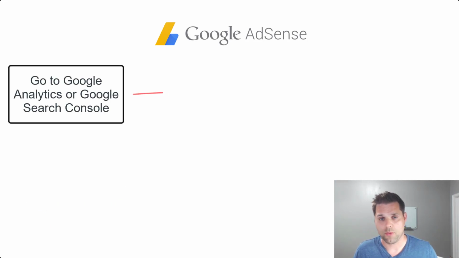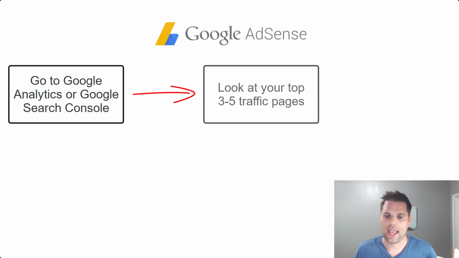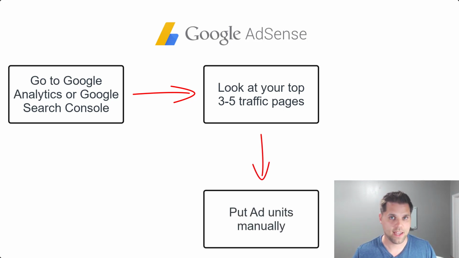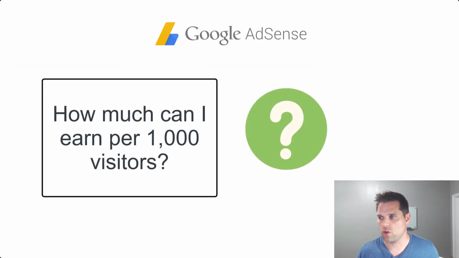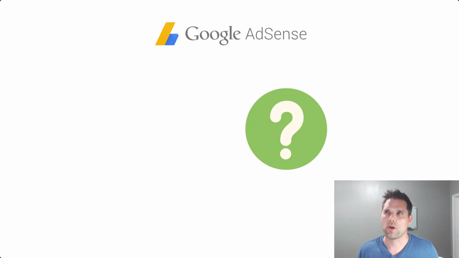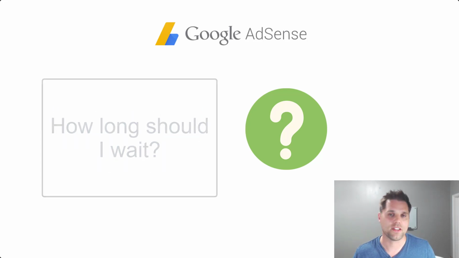go into Google Analytics or Google Search Console and look at your top 3 to 5 trafficked pages, the pages that have the most traffic. Look at those and then put ad units manually onto those pages, just the 3 to 5 most trafficked pages. You're doing that because you're trying to understand how much you can earn per 1,000 visitors.